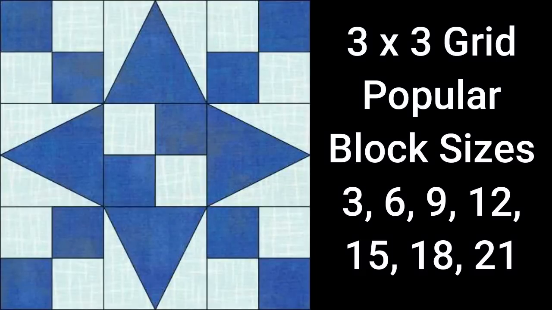This block is done in two fabrics, a light and a dark, and it's just to show the placement of the light and dark fabrics. For variety, use several different fabrics or light and dark scraps to make it more interesting.